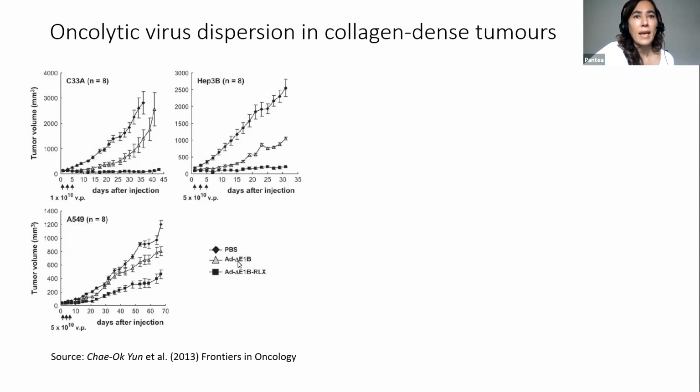The second line, the one with add E1B, is a tumor that has been treated with just a standard oncolytic virus. These tumors are all dense in collagen initially. And this last one, add E1B RLX, is a virus that produces relaxin, and relaxin can actually degrade the ECM. We're not concerned with this process for this presentation, but what I want you to notice is that between the tumor that has been treated with a normal oncolytic virus and one that contains relaxin, where the collagen is being degraded, there's a major change in treatment.